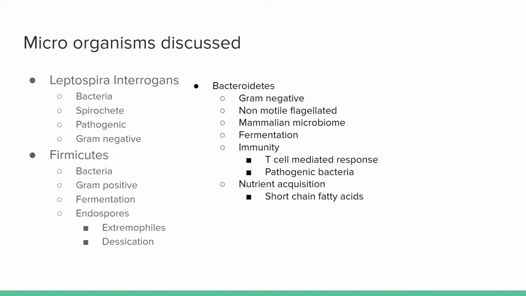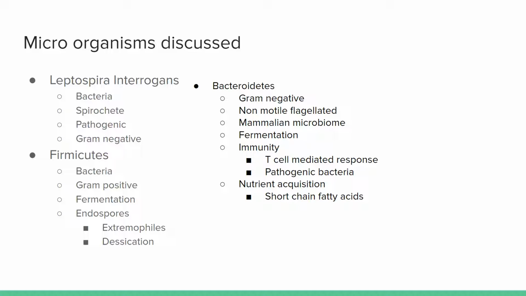Leptospira interrogans is a gram-negative, sphere-shaped pathogenic bacteria. Firmicutes are an endospore-forming gram-positive bacteria responsible for digestion in the form of fermentation. Now, the fermentation that firmicutes participate in breaks down carbs and starches that residential enzymes in the mammal gut microbiome would have trouble digesting. As far as the endospores go that are being reproduced, they are extremophiles, which means they can survive in extreme heat or extreme cold, and they are resistant to desiccation and UV.